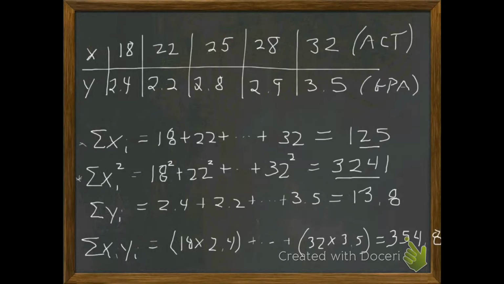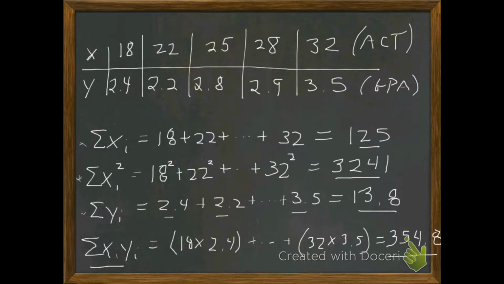The sum of the y sub i's is just like the sum of the x sub i's, except we use the y values. So we add 2.4 plus 2.2, and so on and so forth. And then the last thing we do is take a sum of the products of x sub i, y sub i. You've already seen the theory behind some of this. Nevertheless, the value that I get, you can barely see the 8, but it's 354.8.